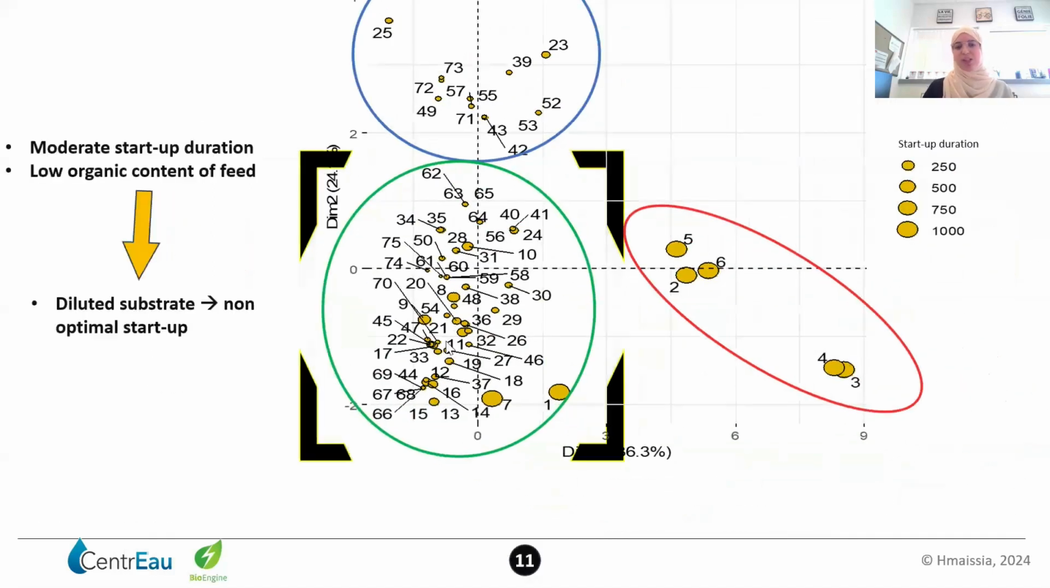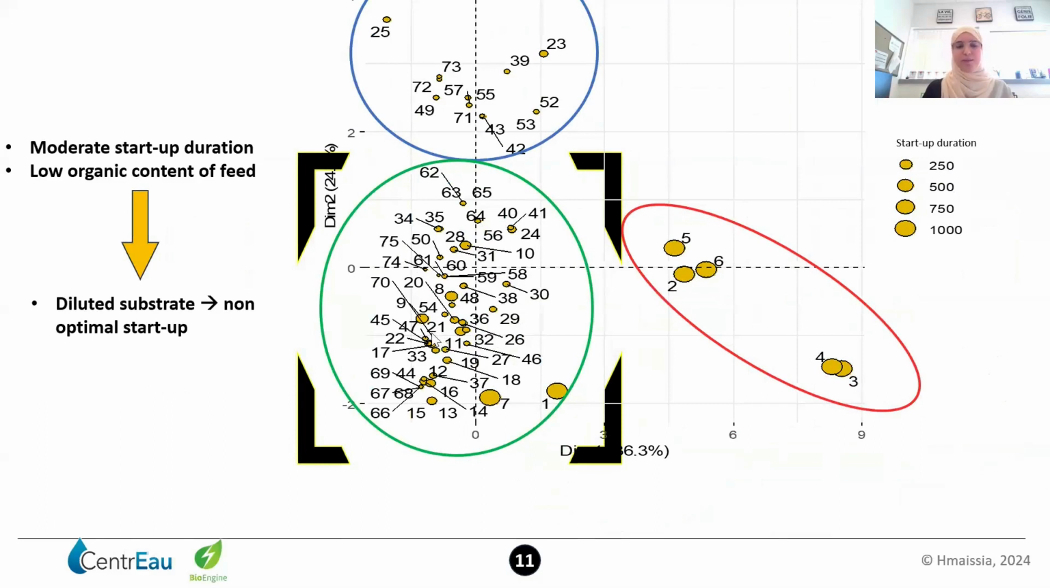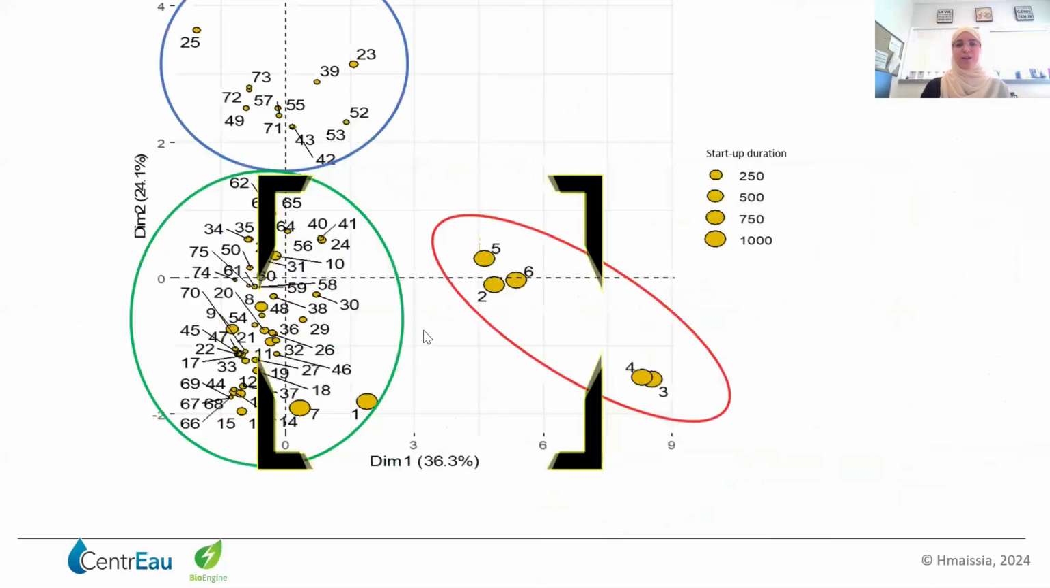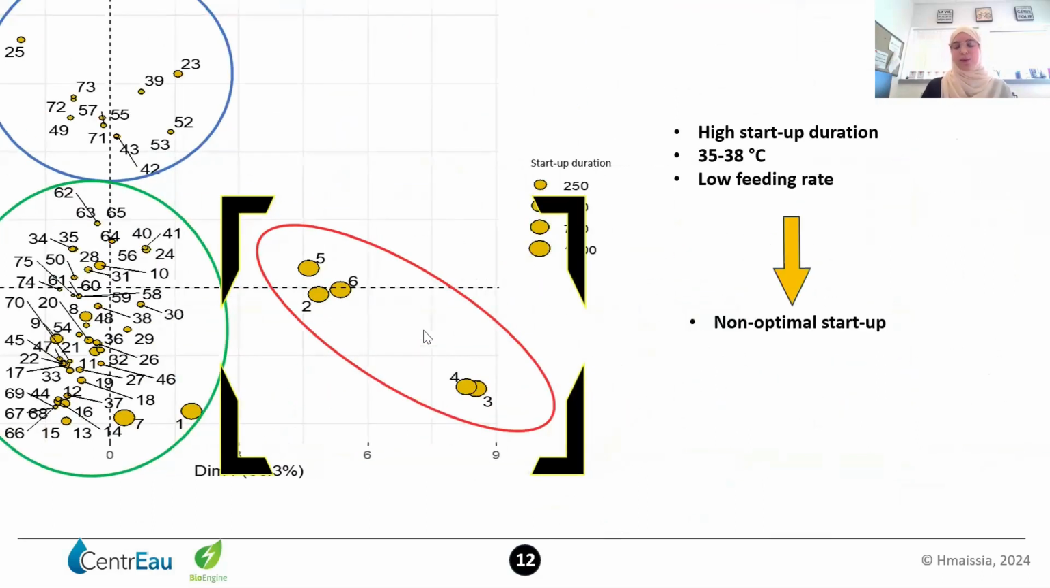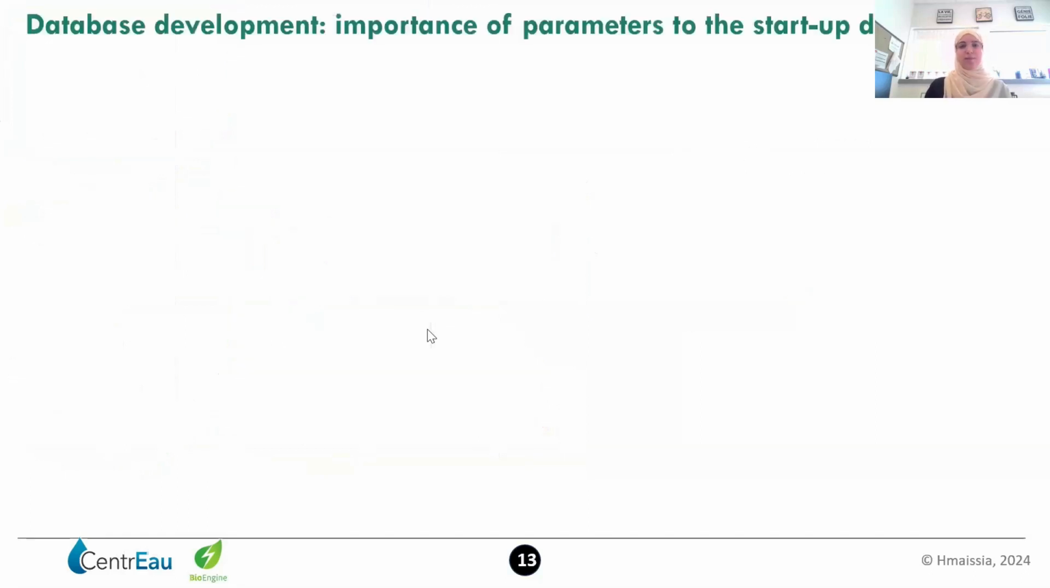The second group was a mixture of short and long startup durations. When we looked at their characteristics, we found that they have moderate startup durations, and they were characterized by low organic content of feed. When we looked at their substrates, the organic waste they are processing, we found that they dilute it, and we concluded that this is not optimal for the startup phase. And the third group's startup cases were specifically characterized by mesophilic temperature, which is between 35 and 38, and a low feeding rate. We also concluded that those conditions should be avoided during the startup phase.